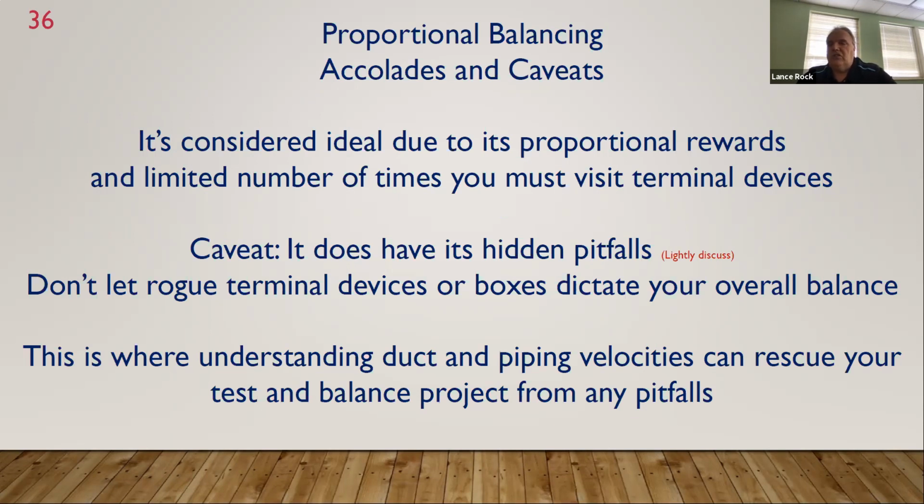Rogue terminal devices: if you have a device that is at 20% and it has, let's over exaggerate, a 2-inch duct going to it and it needs 1,000 CFM, you don't try to balance into that. You let the rogue terminal stay where it is and get the contractor to fix it, replace it, but remove it.